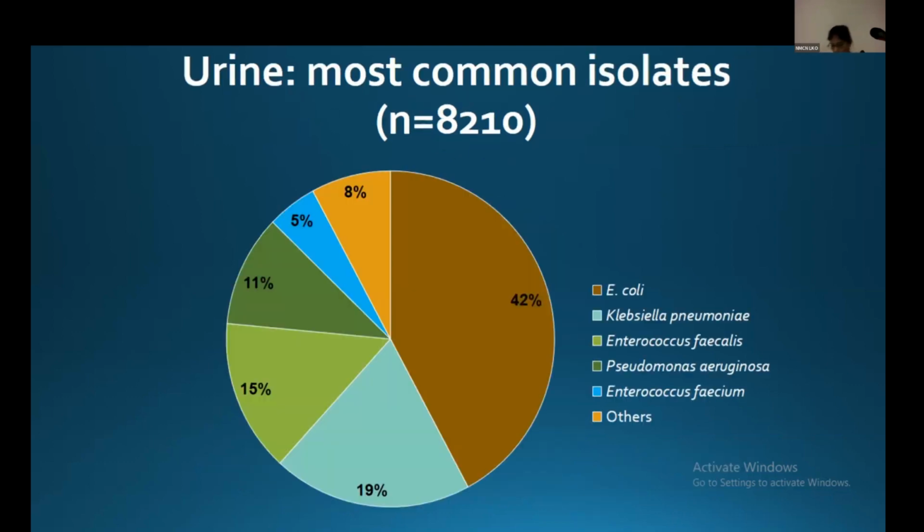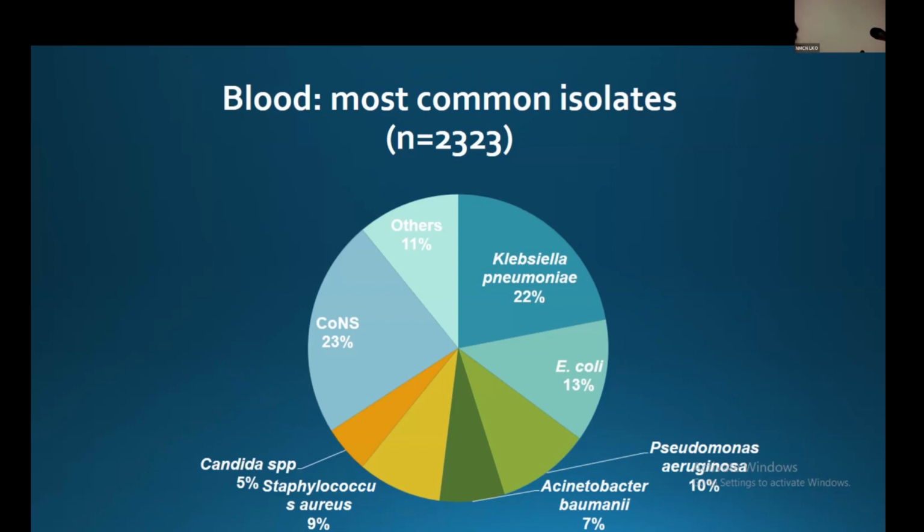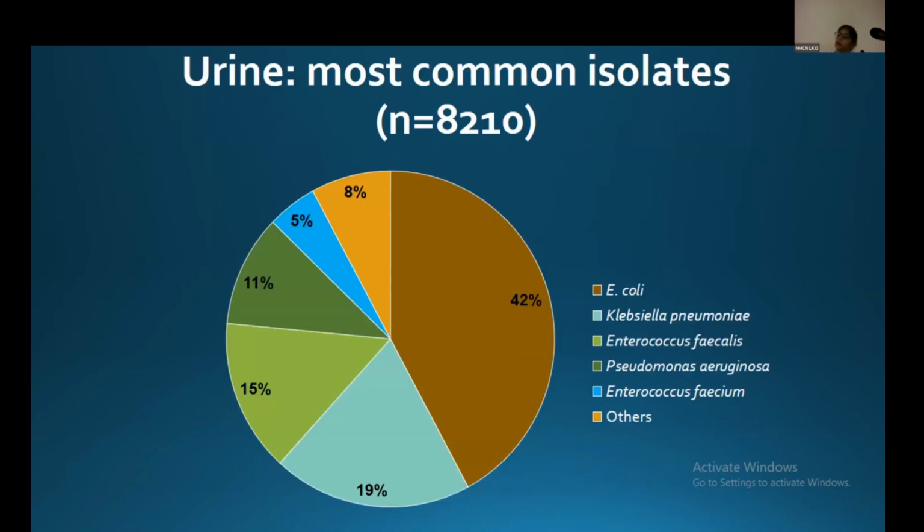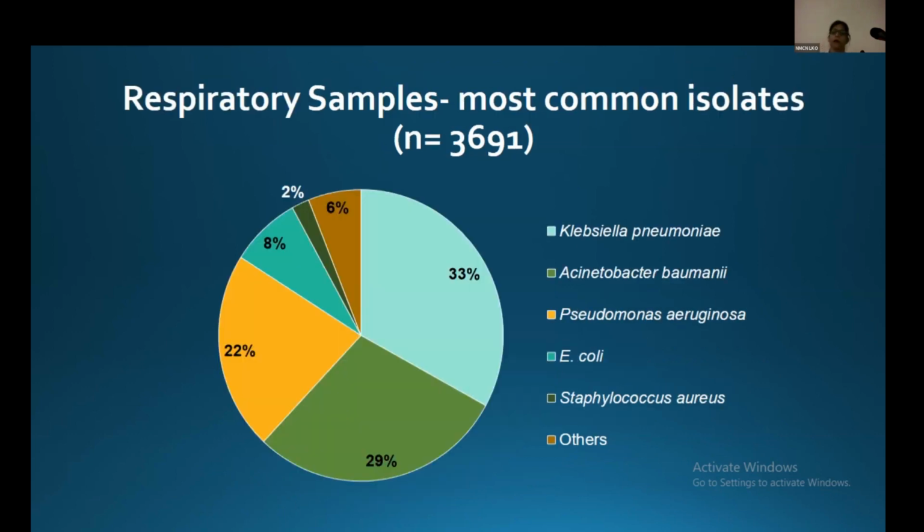Not enteric fever like typhoid. You're not getting Salmonella, once or twice in 2 months. Very interesting. Then from urine, the most common isolates have been found to be, I told you, E. coli is the most important and most common positive variant of UTI, followed by Klebsiella pneumoniae and other organisms. From respiratory samples, Klebsiella pneumoniae, Acinetobacter, and Pseudomonas aeruginosa form the majority of respiratory tract infections.